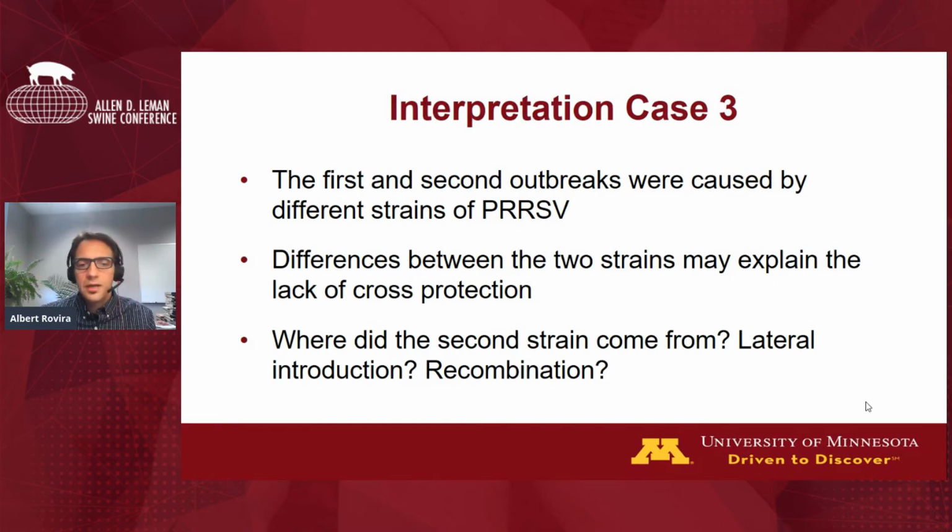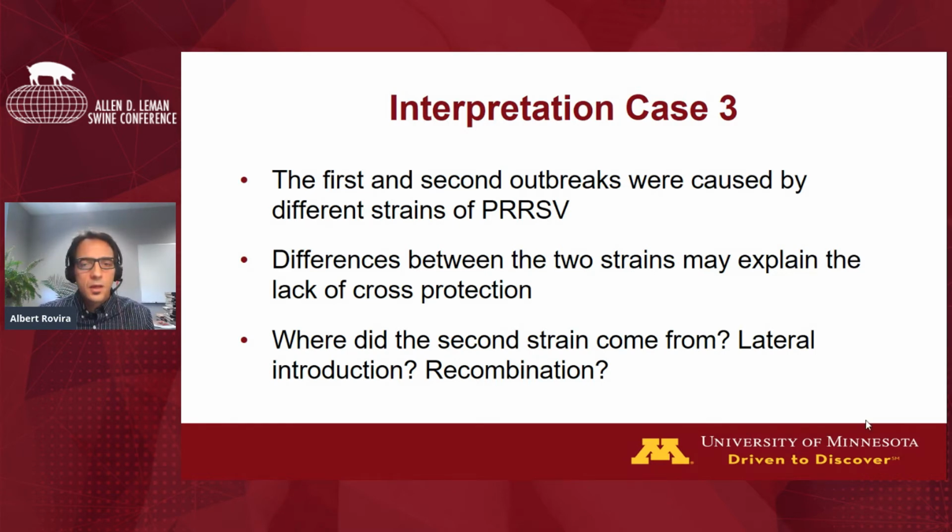We don't know. It could be lateral introduction, or it could be recombination. It could be a strain that was in the herd that recombined with the strain from the first outbreak, and we got this recombined strain. Remember that we did a whole herd serum inoculation. So who knows, maybe that might have helped create this new virus. How come we didn't see any of that during the 8 months that we were sampling and testing for PRRS? It went undetected, so it could be, or it could be that it's a lateral introduction.